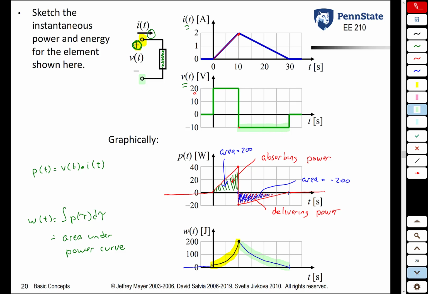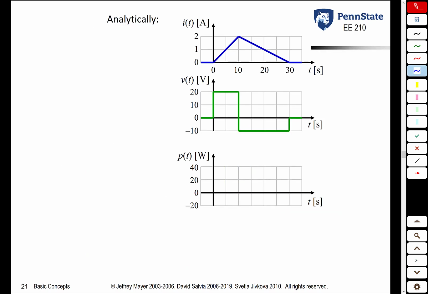So at this point we did it just graphically, but now let's look at it more formally with math equations. So analytically, the first thing we want to do is find expressions for these currents. So the equation for this, using the slope-intercept form, it intersects the axis at 0 and has a slope of 0.2. So that's 0.2t.